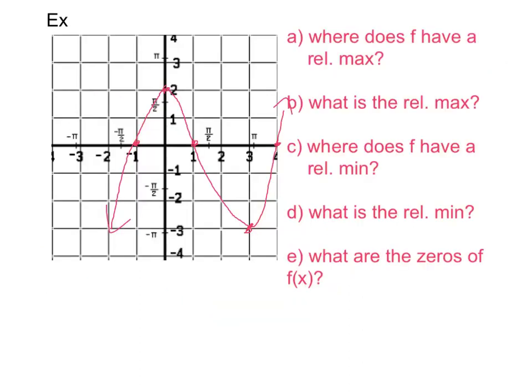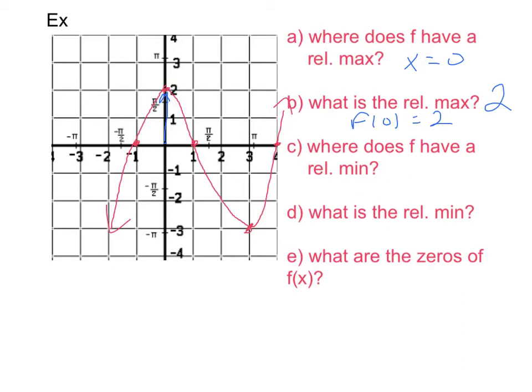Okay, so here's another example. Here's a graph. Where does f have a relative maximum? Well, where along the x-axis do you notice that there is a high point on the graph? When x equals 0, here's my high point, my peak. What is the relative maximum? The relative maximum would be the value of the function, which is 2, because f of 0 equals 2, and the 2 would be my relative maximum.